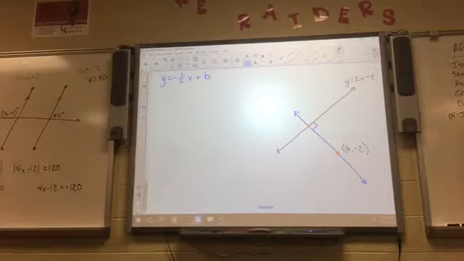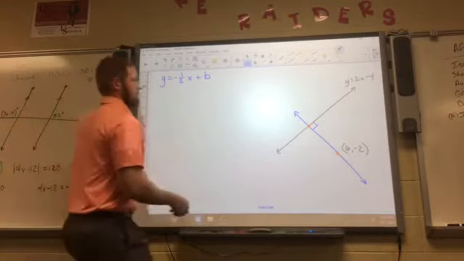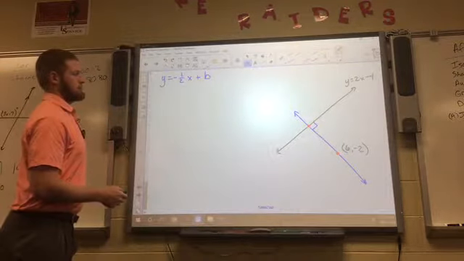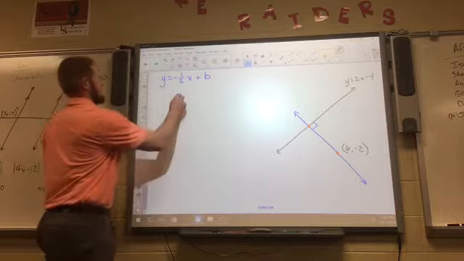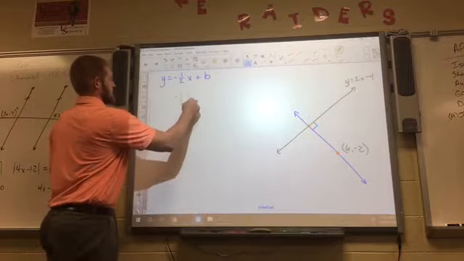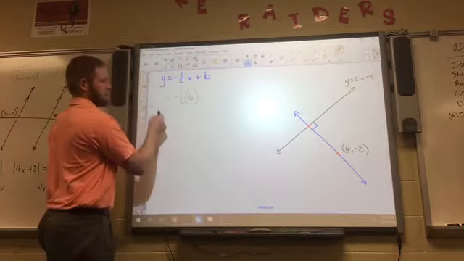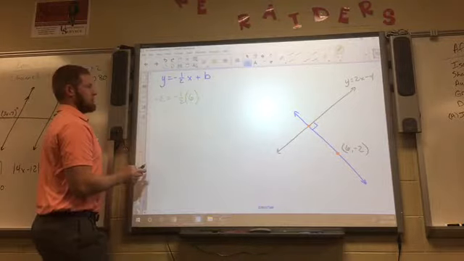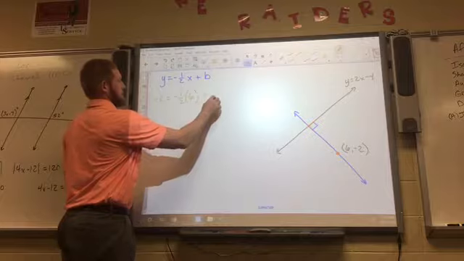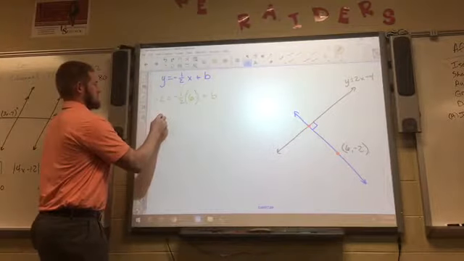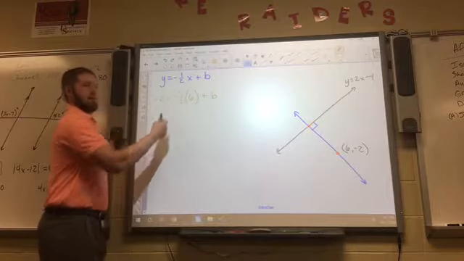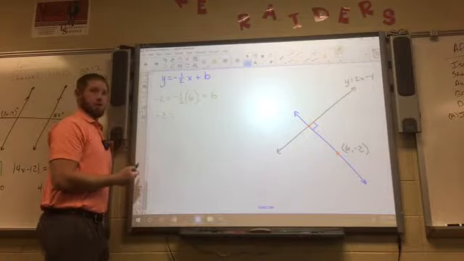Now I go through everything we did yesterday, I solve for b. So the x value that I'm going to substitute in is 6, so I'm going to have negative 1/2 times 6, and my y value was negative 2, plus b. Negative 2 equals, what is negative half of 6? Negative 3.